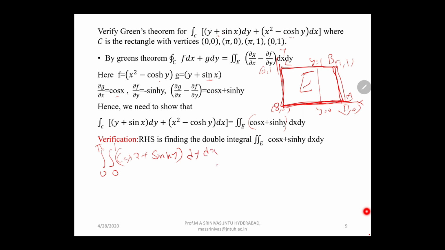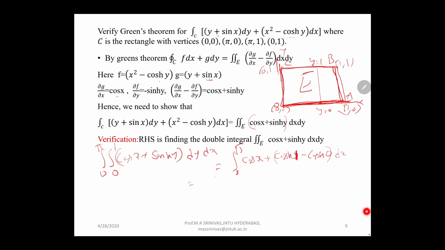So from 0 to pi, I am doing the integration with respect to y. The integral of cos x is cos x into y, and if I substitute the y limits, I'll get 1, plus the integral of sin hy, which is cos hy. If I substitute the limits, it is cos h1 minus cos h0. This is the integral for sin hy, dx.